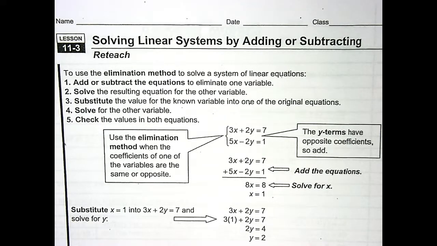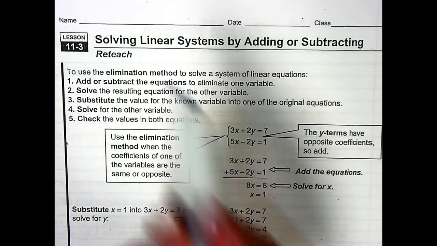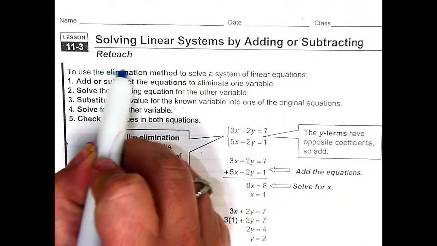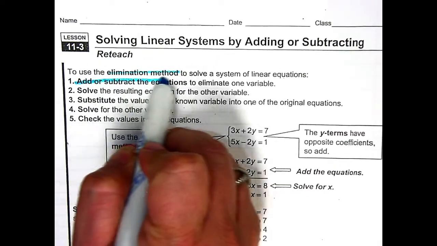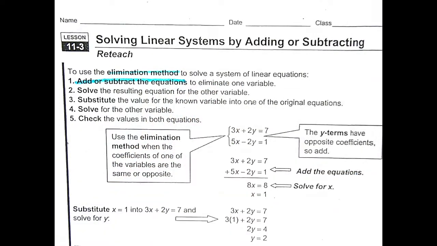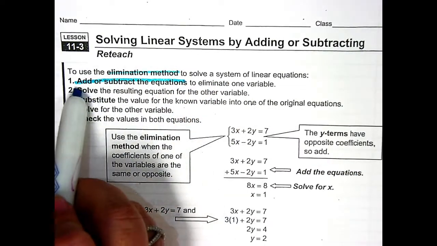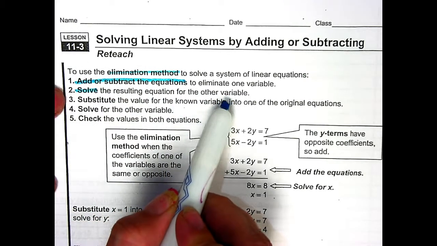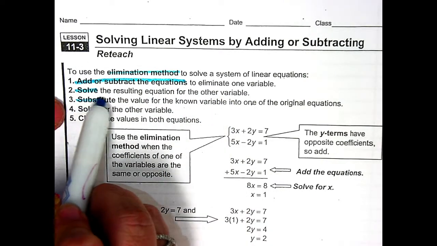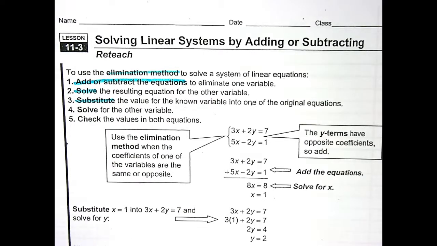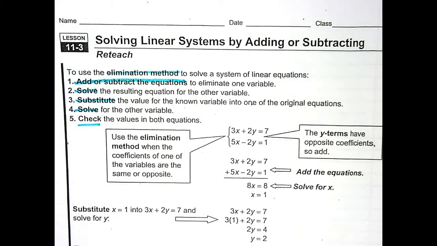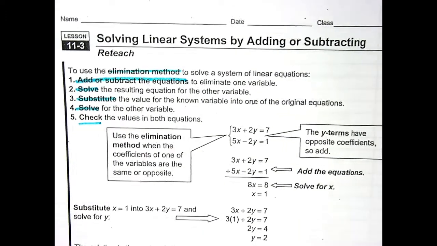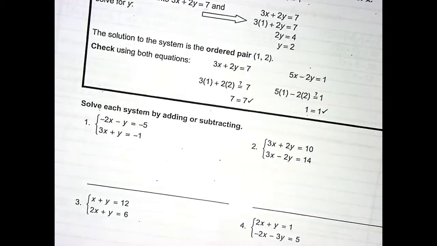Okay, so there are some steps that we need to take to do this. It's also called the elimination method. The first thing you're going to do is add or subtract the equations, which will eliminate one of our variables. We're going to solve the resulting equation for the other variable, substitute the value back into the other one, and then solve, and if you want, you can check your answer. Okay, so let's do some examples.